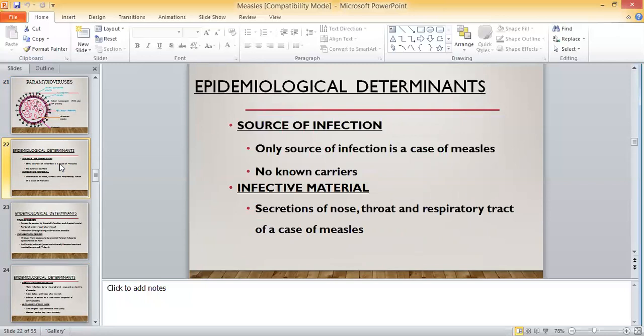Epidemiological determinants, we are now discussing the agent. The only source of infection is a case of measles. No known carrier stage occurs in this, so it can only be transmitted from cases to other non-cases. Secretions of the nose, throat, and respiratory tract are infective materials, and the virus can be transmitted through these secretions to non-infected children or persons.